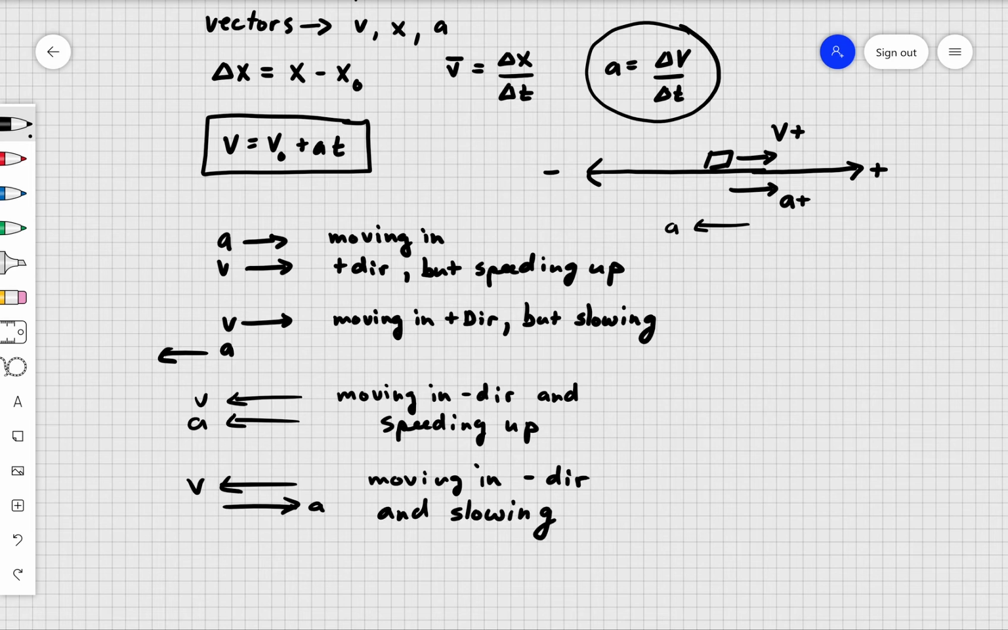So it's important to pay attention to the direction of vectors. We don't say slowing down or speeding up, we say accelerating. And the acceleration can be positive or negative. If an object is speeding up, the acceleration will be the same sign as the velocity, positive or negative along with it. If it's slowing down, the acceleration will be the opposite sign of the velocity. So please keep that in mind.